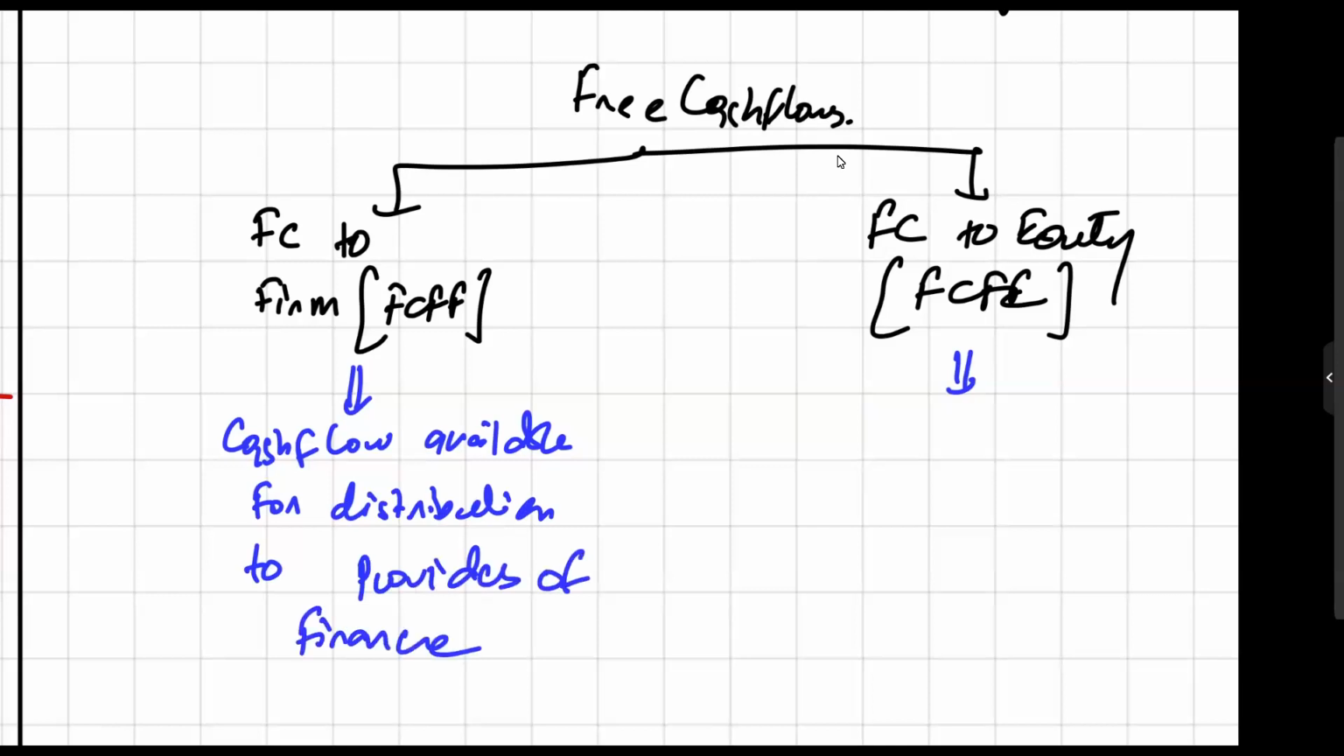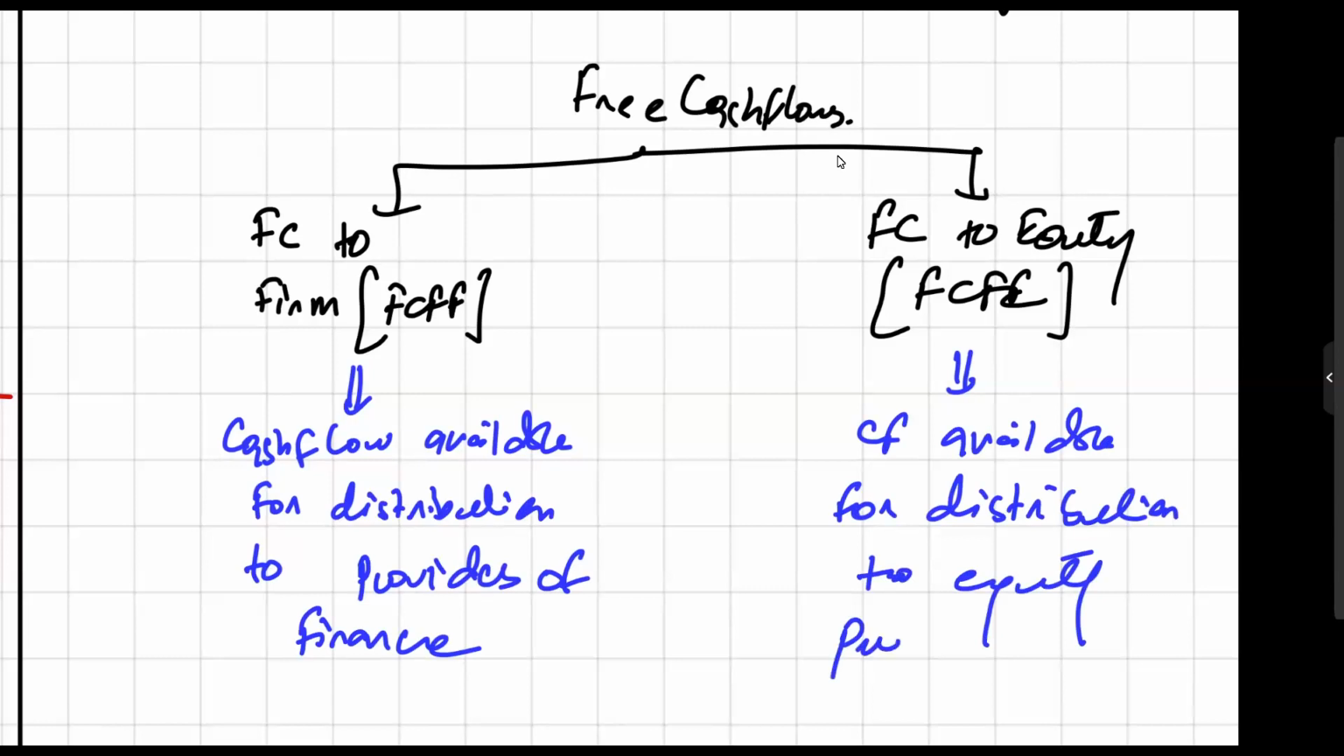And when we talk about the free cash flows to equity, it actually means the cash flows which are available for distribution to equity providers. And the free cash flows to firm are the cash flows which are available for distribution to the overall providers of finance, which is the debt and the equity providers. Now, let's try to understand how we actually go about establishing these free cash flows.